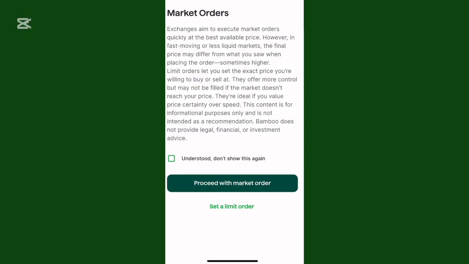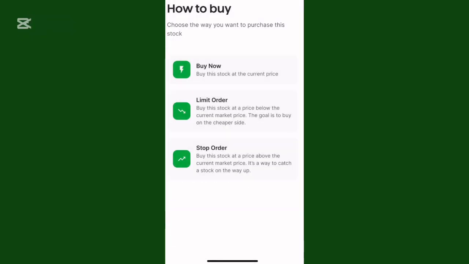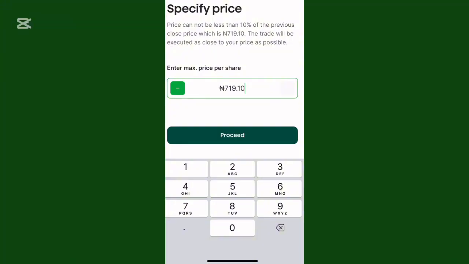That is why they will advise you to set a limit order. So limit order means that this is the maximum price I want to pay for this share. So you are giving them the maximum price, that if the price is more than this, I do not want to buy. And after the market closes, they will refund your money to your wallet. So this is the maximum price we are giving to them.